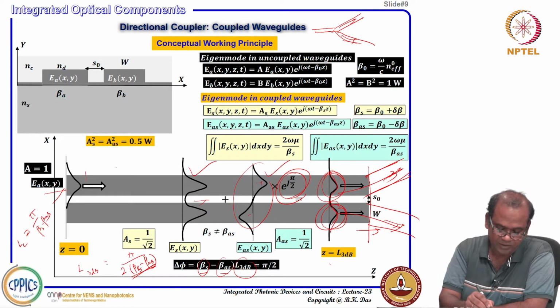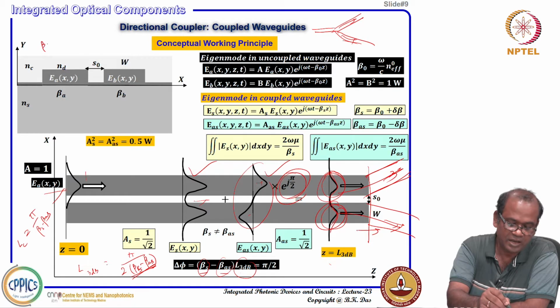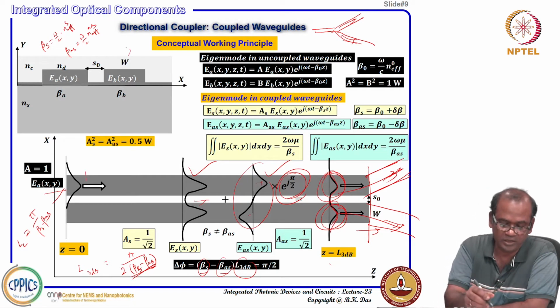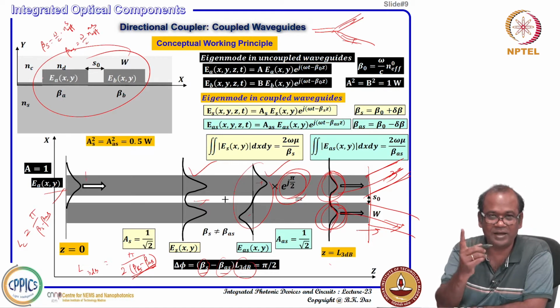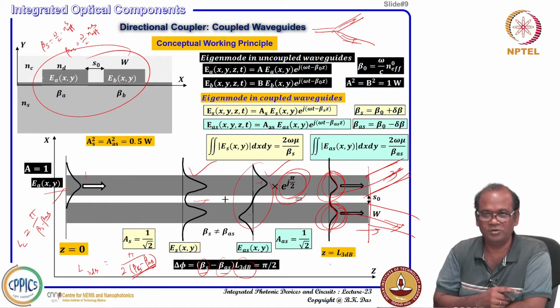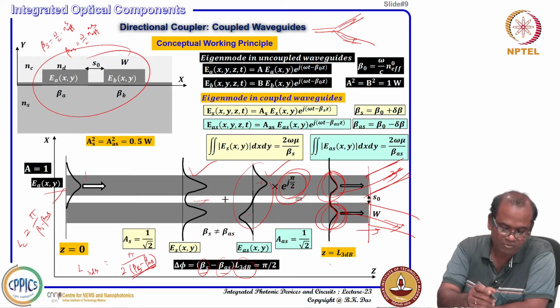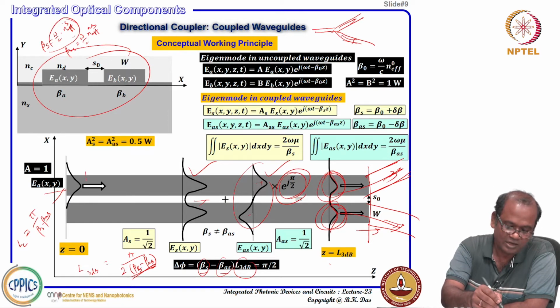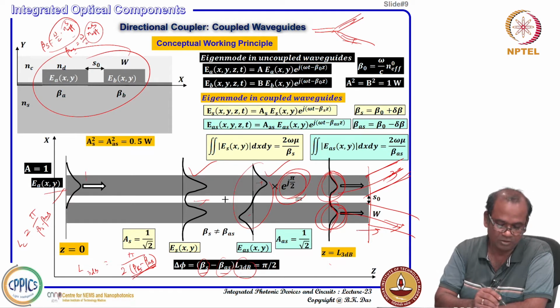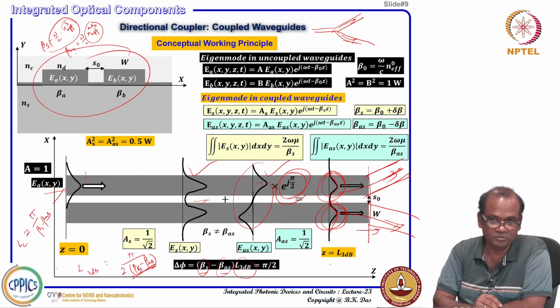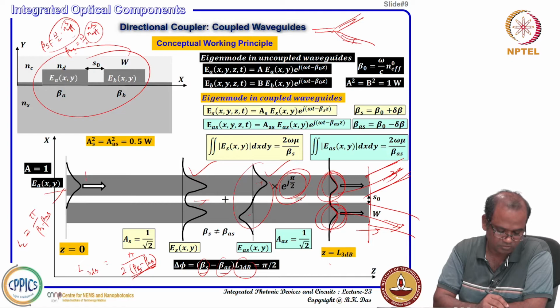Beta s can also be defined as omega by c, or 2 pi by lambda, times n effective s, and beta as will be omega by c times n effective as. If you do mode solving of this entire structure, you will get two supermode solutions, also from a full vectorial method. The symmetric supermode will have n effective s and the asymmetric supermode n effective as. Once you know that, you can put in lambda by 2 and so on, and get the result nicely.